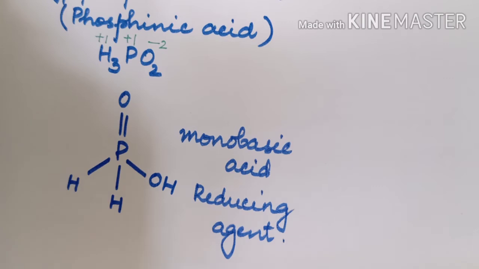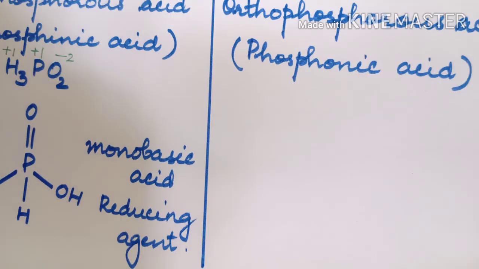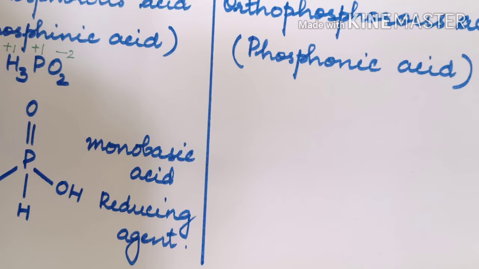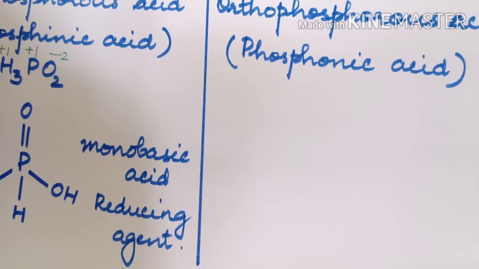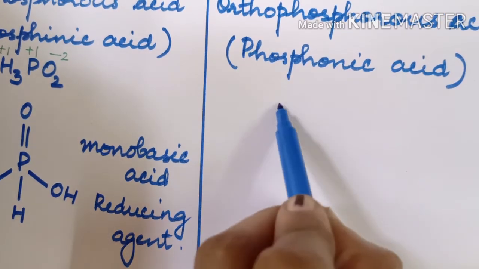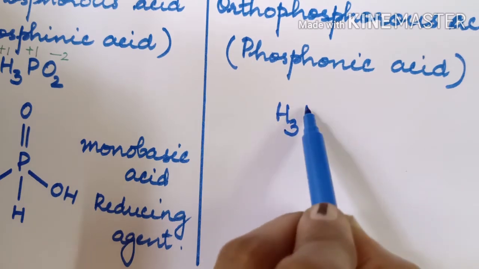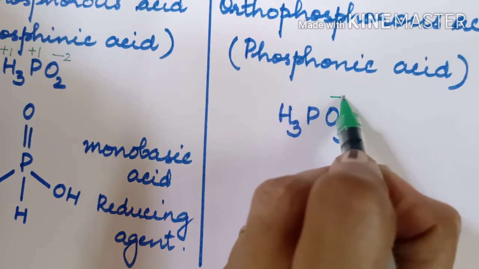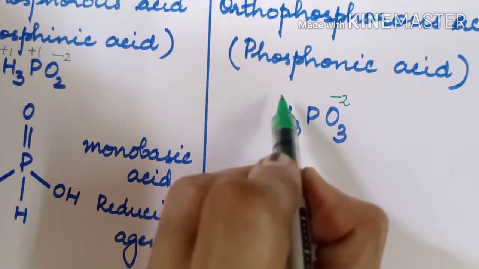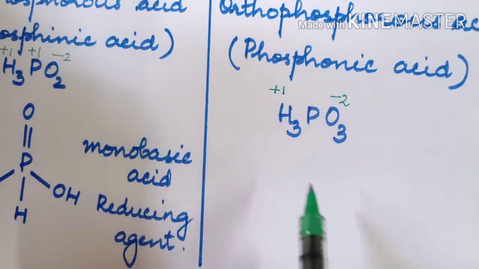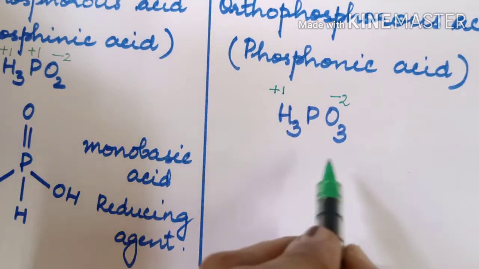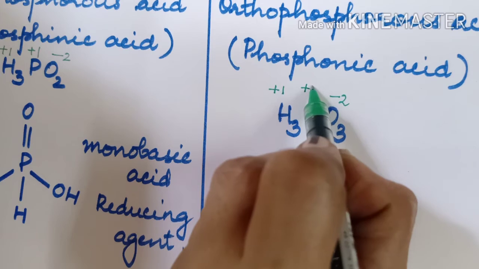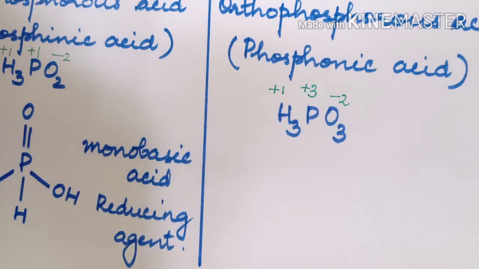Coming to the next molecule, orthophosphorus acid, otherwise known as phosphonic acid, has the formula H3PO3. On calculating the oxidation state, we have -2 on oxygen and +1 on hydrogen. So the total effect is it is having +3 oxidation state on phosphorus.